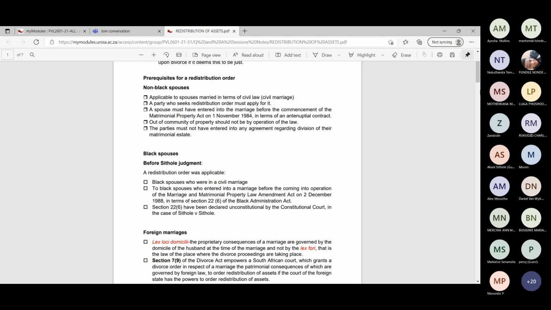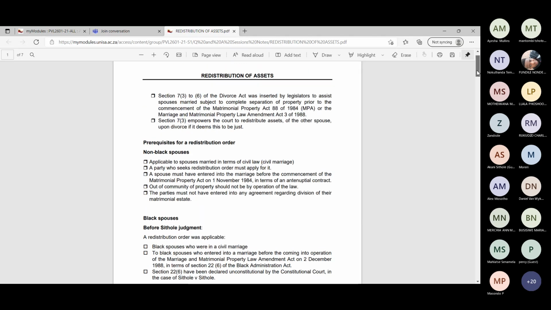before the coming into operation of the Matrimonial Property Act, which came into operation on the 1st of November 1984, and they must have an antenuptial contract whereby they have excluded community of property and of profit and loss, and they have also excluded accrual sharing.